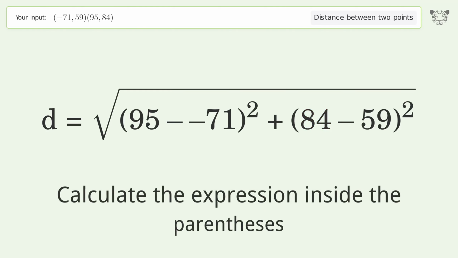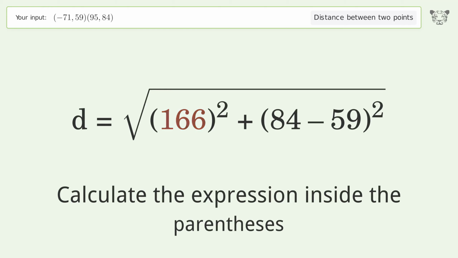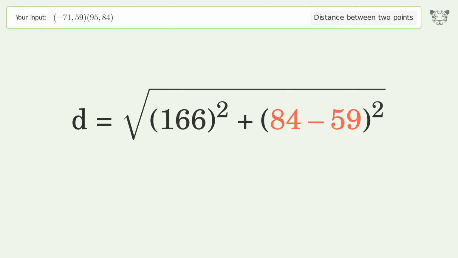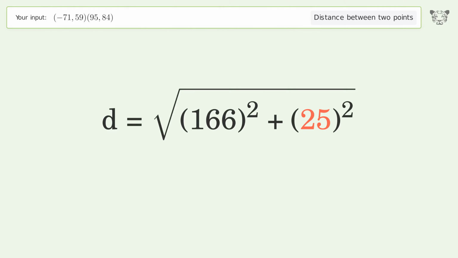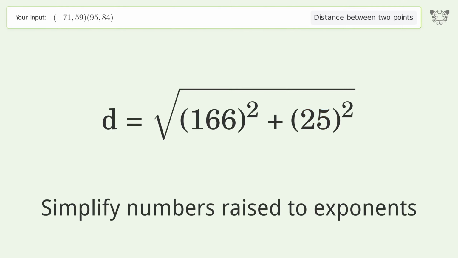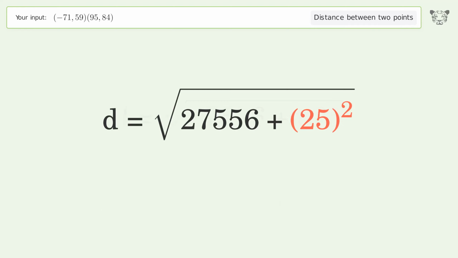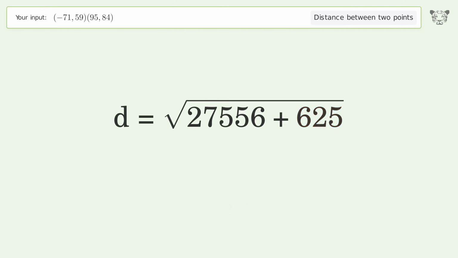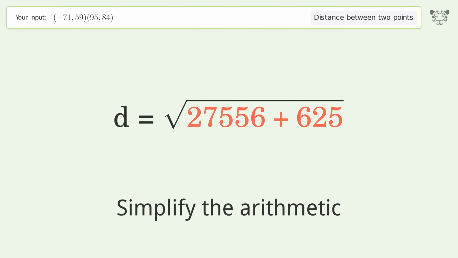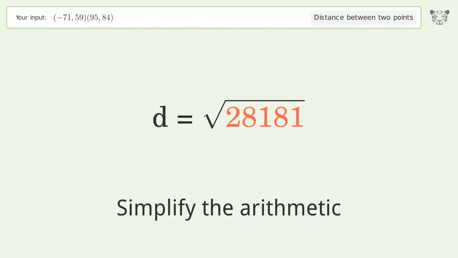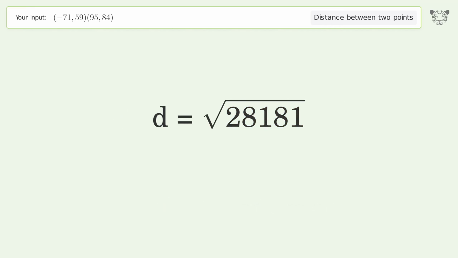Calculate the expression inside the parentheses. Simplify numbers raised to exponents. Simplify the arithmetic. And so the distance between the 2 points is the square root of 28,181 or 167.872.